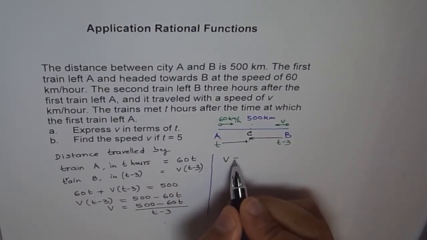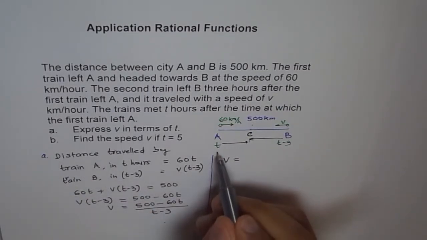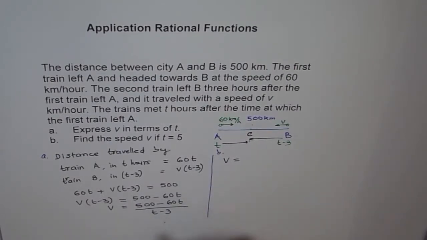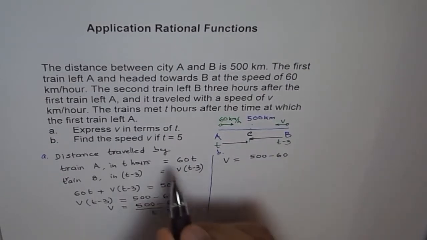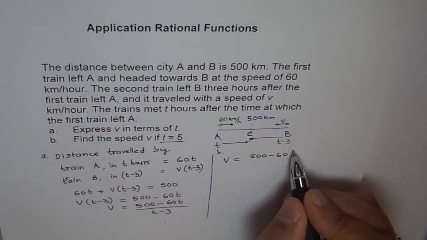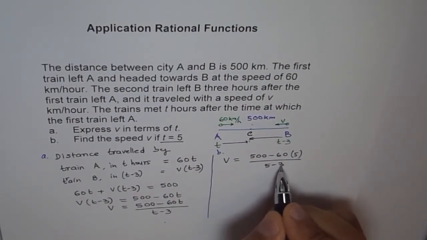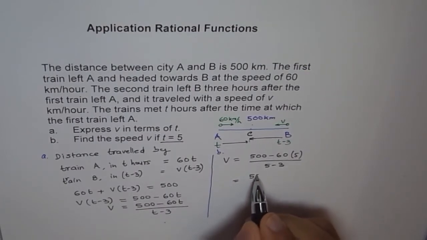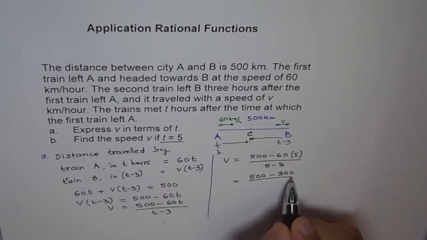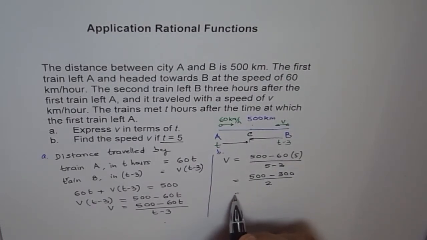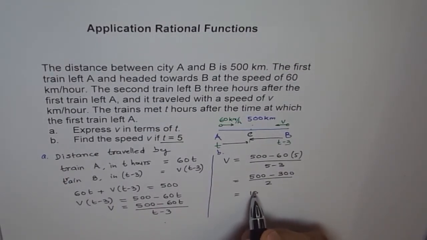So v equals, so this is our part B, this is part A that we derived. So velocity is 500 minus 60t, with t equal to 5, right? So let's put t as 5 here, over 5 minus 3. So this is equal to 500 minus 6 times 5 is 30, so 300, over 2, right? And that gives us 500 minus 300 is 200, 200 divided by 2 is 100.